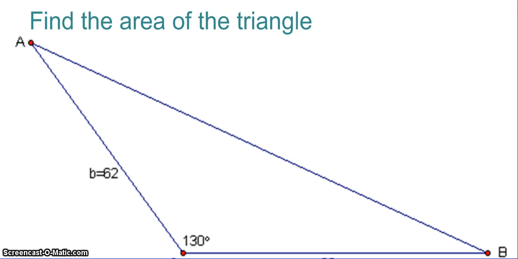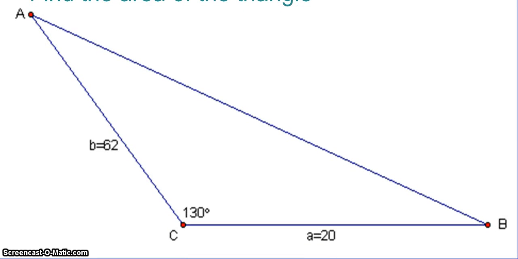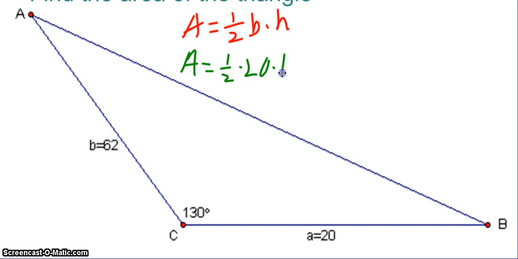So now moving on to the area of a triangle. If I gave you this triangle here, how would we find the area of the triangle? Well, we know the area of a triangle is 1/2 base times height. So if area is 1/2 base times height, what's the base? The base in this case is 20. So area equals 1/2 times 20 times the height.